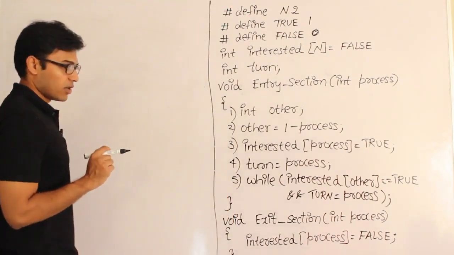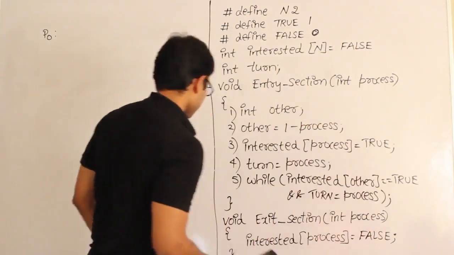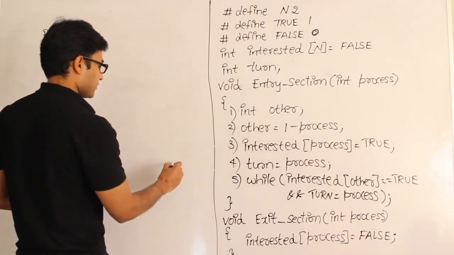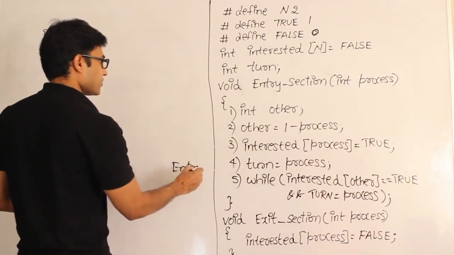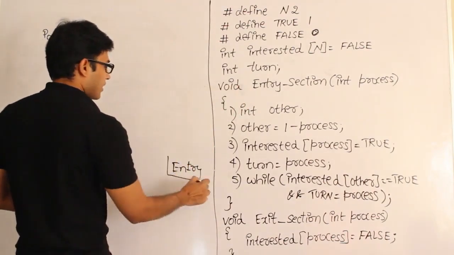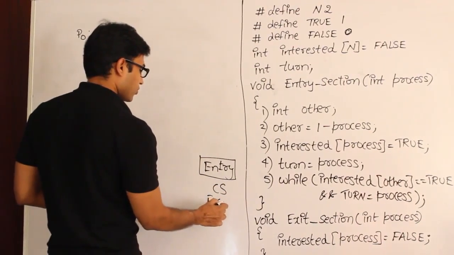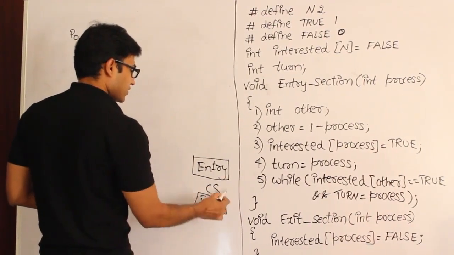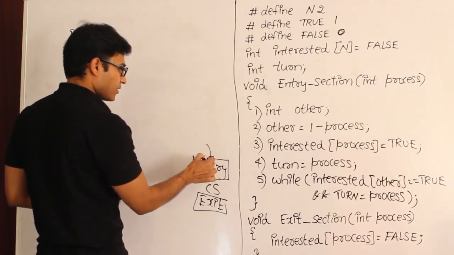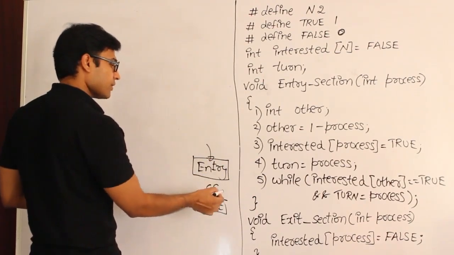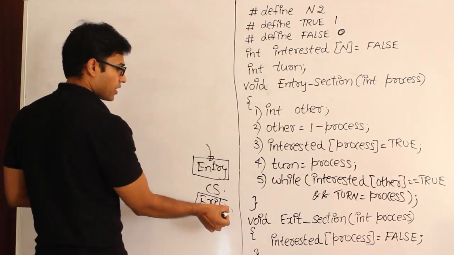Just remember that what happens here is, first there will be an entry section. Entry section means this code, right? And then there will be the critical section, and then there will be the exit section. So every process should go through these three. First they should go through the entry section, and if the entry section lets them through, then they can get into the critical section, and after coming out they should run this.